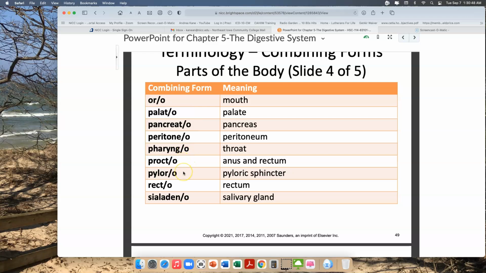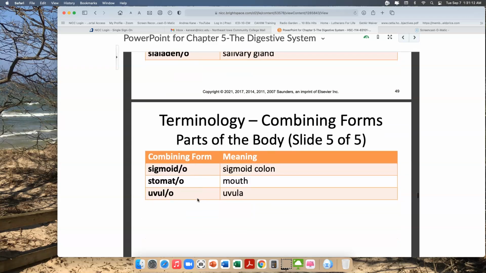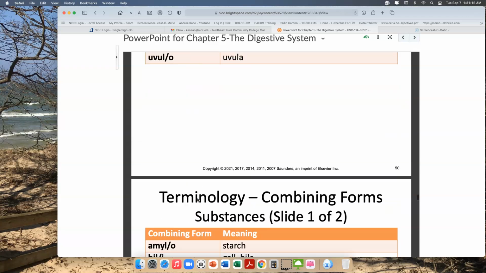procto, pyloro. I want to go back to procto. Notice that that's two sections together. It's two terms together. It's the anus and the rectum. So if you see procto, it's not just one, it's both. Pyloro, recto, coeladno. Sigmoido, stomato, uvulo.